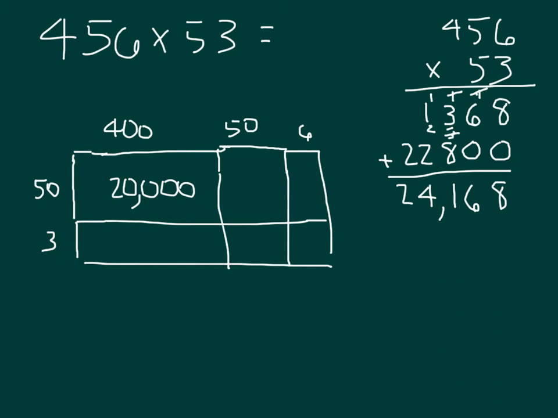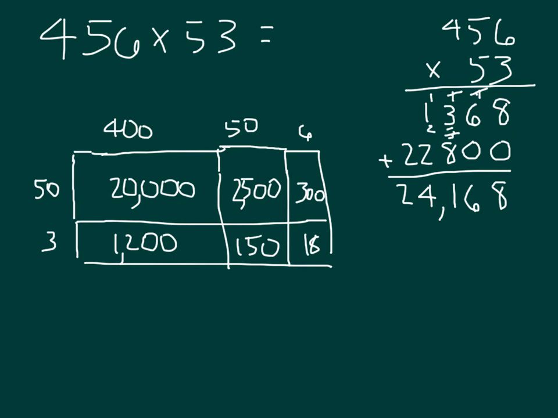400 times 3. 3 times 4 is 12, and we're talking about 12 hundreds, which is 1,200. 50 times 50. 5 times 5 is 25, followed by 2 more zeros. 3 times 50 is 150. That's 3 times 5 tens, which is 15 tens, which is 150. 50 times 6, which is 300. And finally, 3 times 6, which is 18.